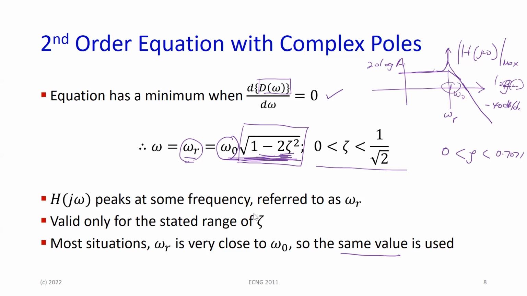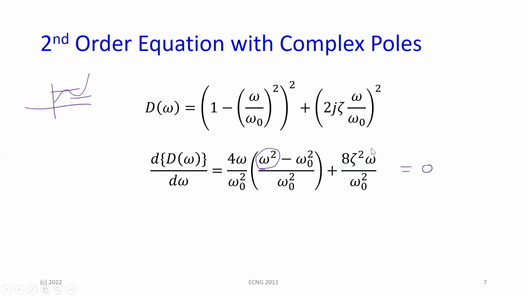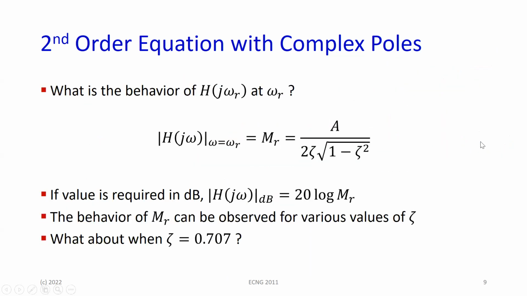The next part, so that's telling us that the H of j omega is a maximum. What is a maximum? Well, take this value of omega and plug it back into this. So you put omega r back in here now, and if you do that, you get that the actual value of the response is A over 2 zeta into the square root of 1 minus zeta squared.